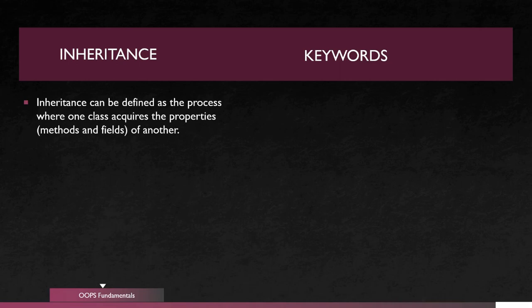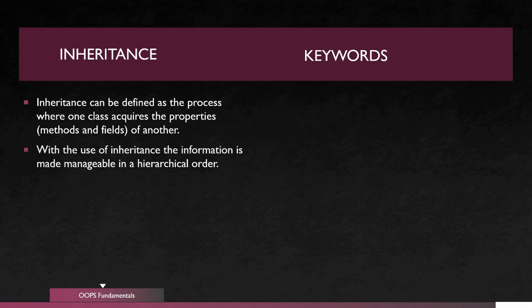We can say that inheritance can be defined as the process where one class acquires the properties of another. For example, what I did earlier, I created the class Cricketer which extends from Person. So we can say each and every cricketer is a person. That is known as inheritance. With the use of inheritance, the information is made manageable and kept in hierarchy order.